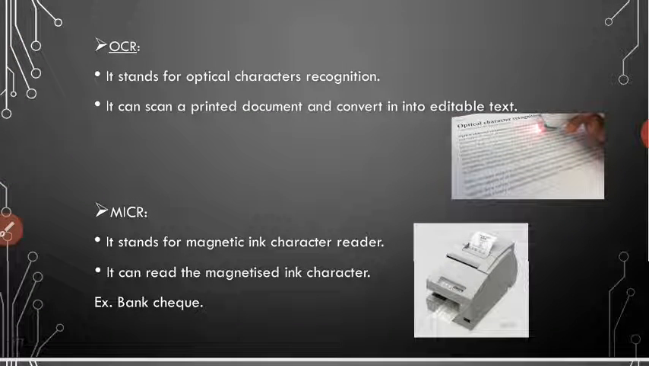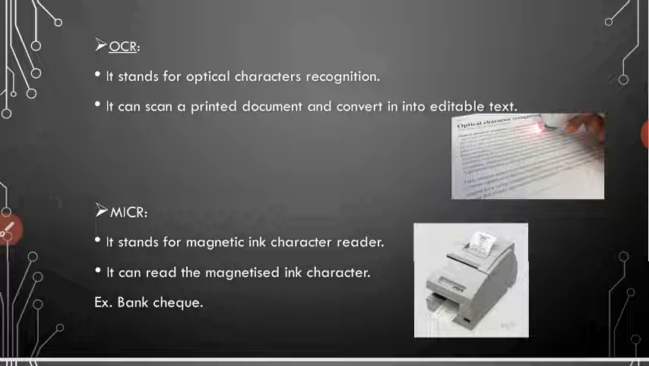Next one is OCR. OCR stands for optical character recognition. It can scan a printed document and convert it into editable text. See in the picture, you can easily see this. OCR scans a printed document. You can see in the image that there is a printed page, and it scans the printed document and converts it into editable text, so that we can easily understand what it means.